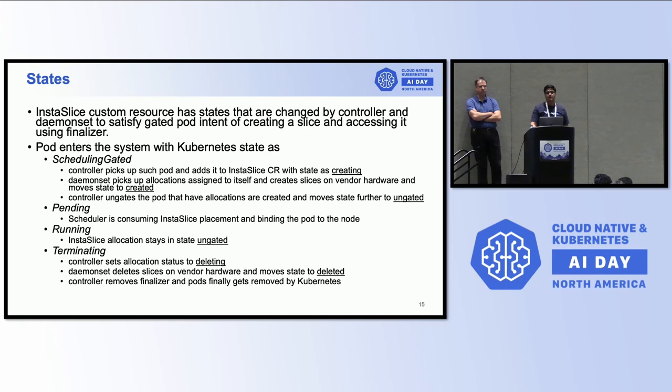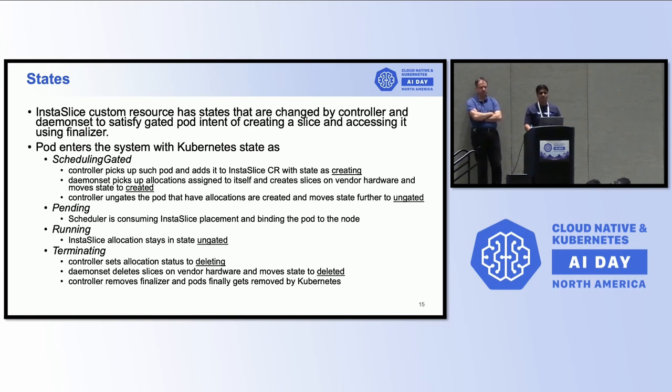We dive a bit deeper into InstaSlice states. States are needed for slice lifecycle management with the workload. In this slide, there are two kinds of states: Kubernetes states for the workload and allocation states created by the InstaSlice operator. When the Kubernetes state is scheduling gated, it means that the pod has entered the system and is waiting for the slice to be provisioned. InstaSlice controller creates an allocation, and the allocation will be in the state creating. When the slice is created by the daemon set, it will move the existing allocation to state created. Once the slice is created, the workload/pod gets ungated.